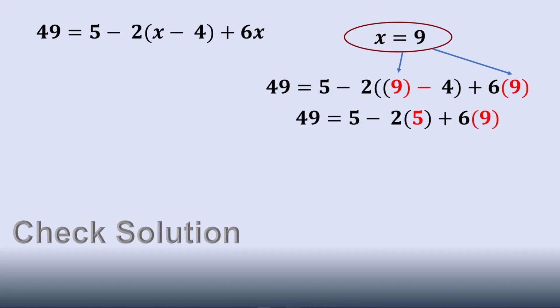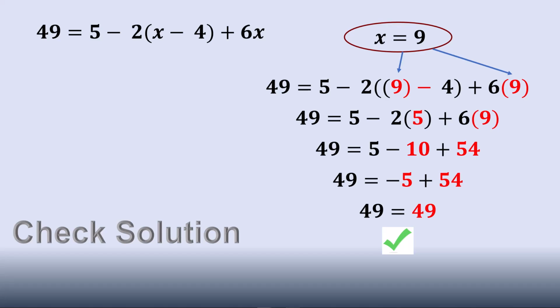9 minus 4 becomes 5. Negative 2 times 5 is negative 10. 6 times 9 is 54. 5 minus 10 is negative 5. And then finally, negative 5 plus 54 is 49, which matches the other side, and the solution checks out.